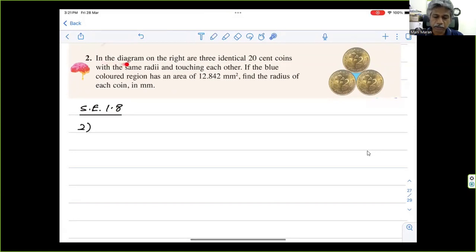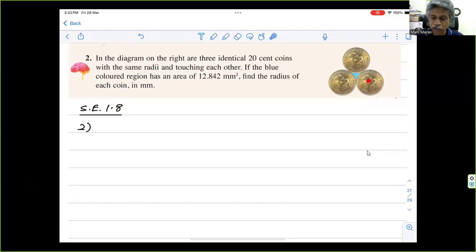In the diagram on the right are three identical 20-cent coins. You can see here there are three identical 20-cent coins which are touching each other, with the same radii. If the blue colored region has an area of 12.842 millimeters square, this is the blue colored region. You can see the blue colored region inside.